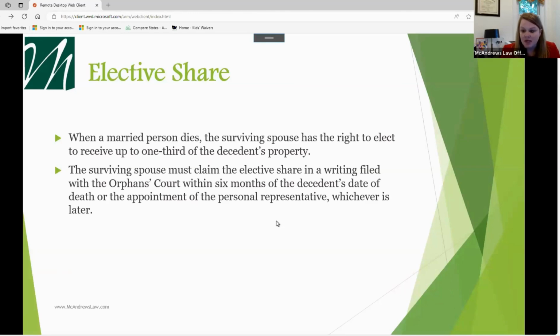So you really can't write out your spouse. The spouse has a right to get one third of the property. The surviving spouse has to claim the elective share in writing with the orphans court within 6 months of the date of death or the appointment of the personal representative. So your executor, I would imagine it's the executor if I wrote everyone out, whichever is later.